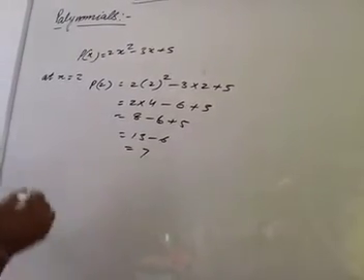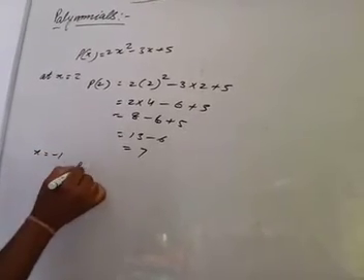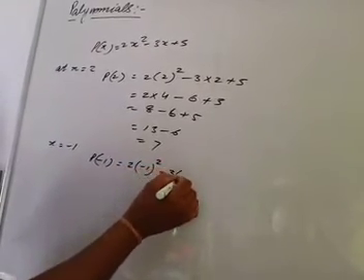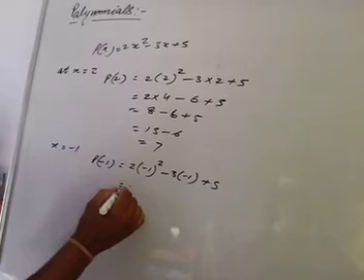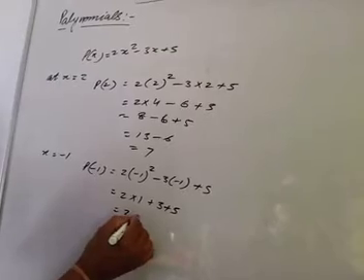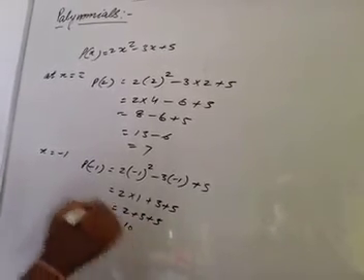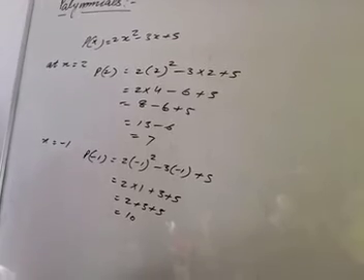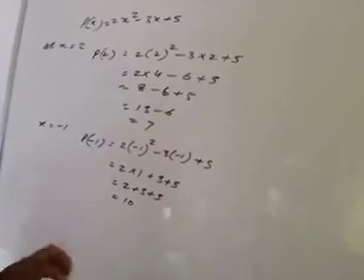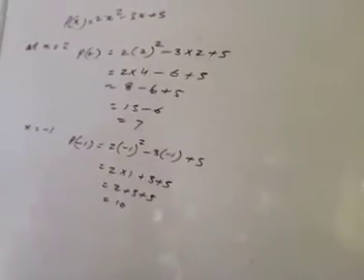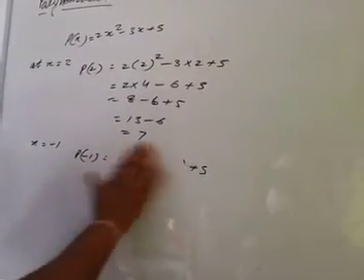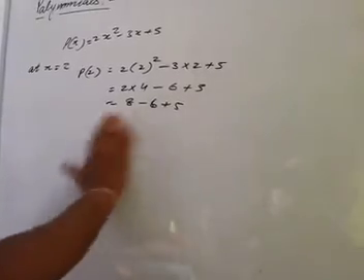Suppose another value we will take, at x = -1, then we will replace x with -1. So it will be 2 into (-1) squared minus 3 into (-1) plus 5. It will be 2 into 1 minus minus, plus 3 plus 5. 2 plus 3 plus 5. 10 will be the value of the polynomial. Now, if the value of the polynomial is 0, then that value of x will be called the 0 of the polynomial. Okay. So next our point is the 0 of a polynomial.